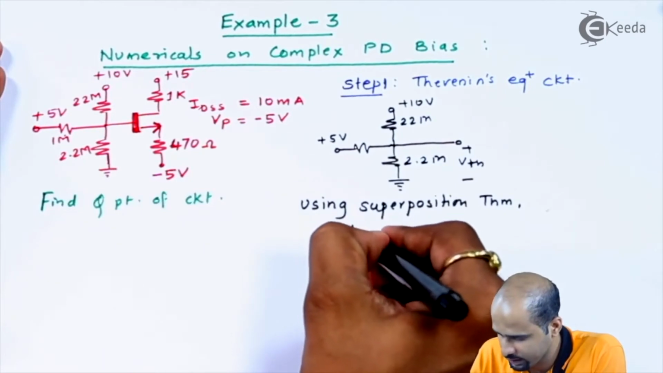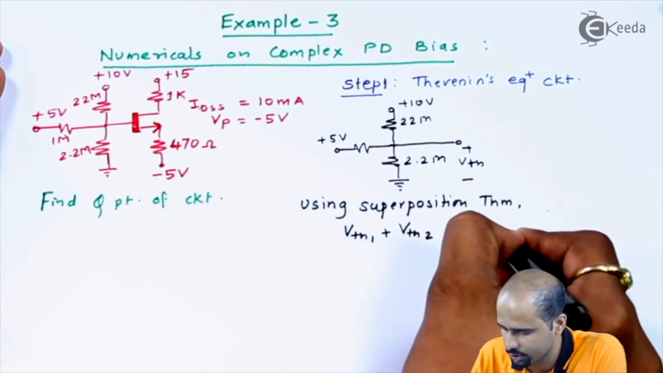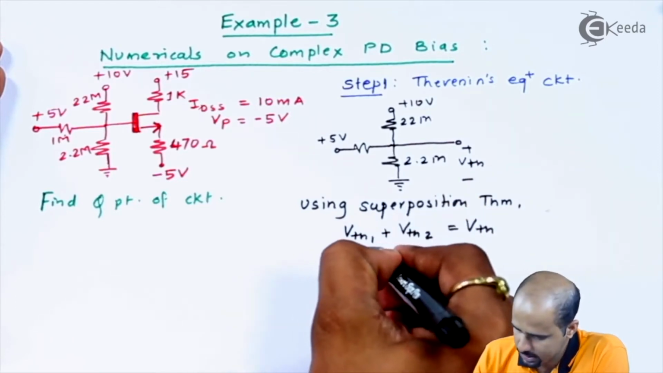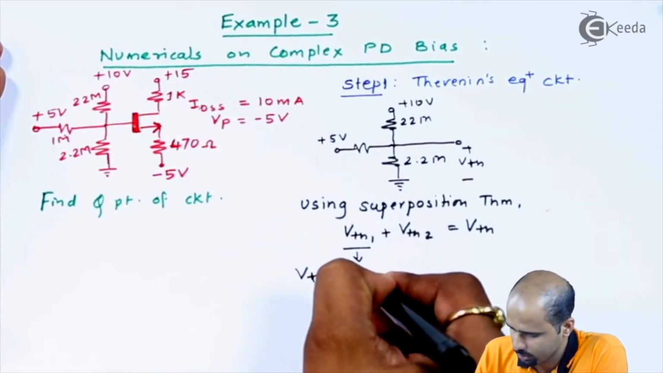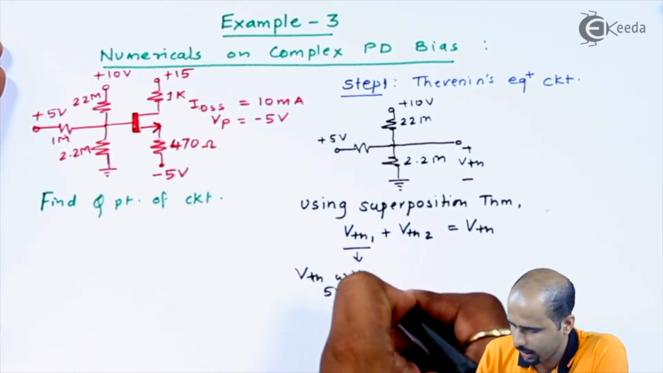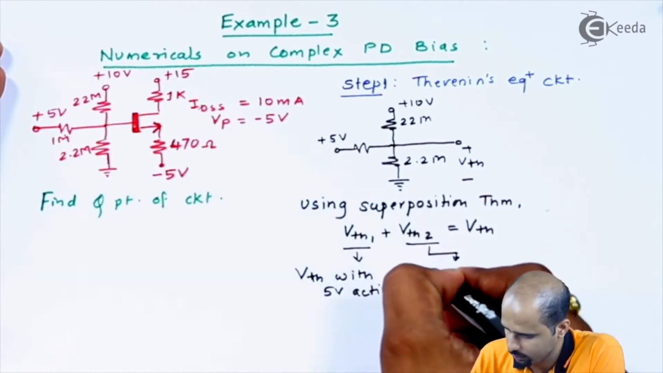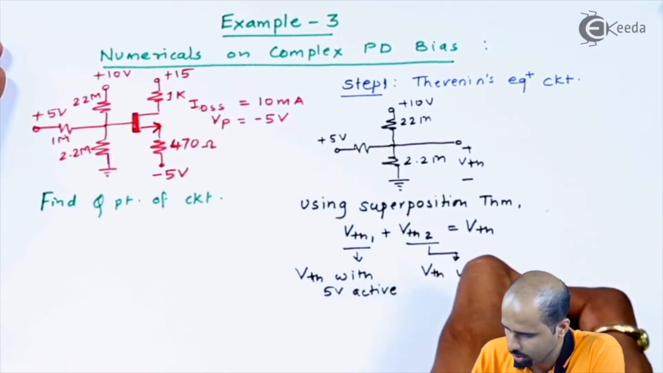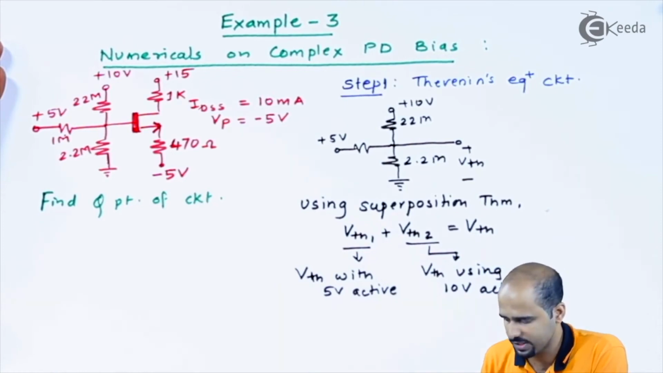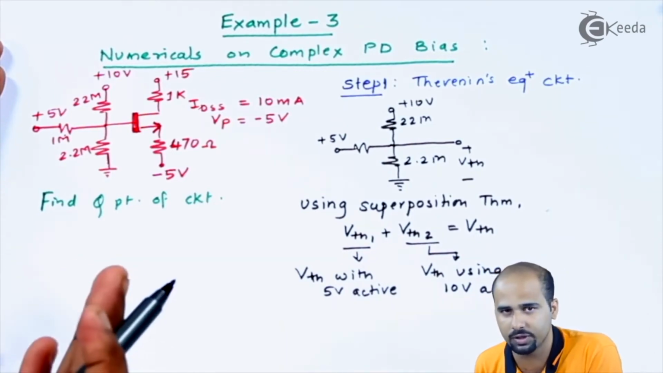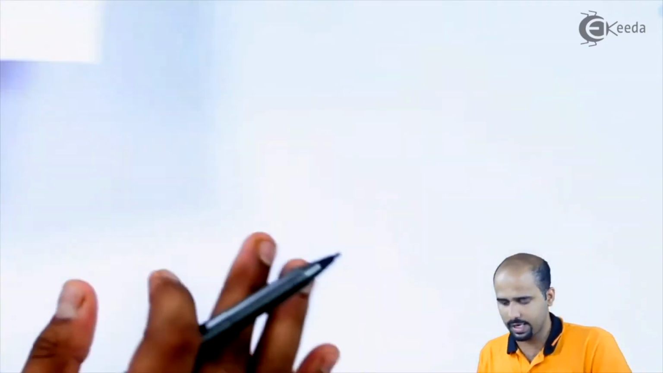So we will say VTH1 plus VTH2 is equal to VTH. Here VTH1 is VTH with 5 volt active, and VTH2 is VTH using 10 volts active. So first of all let us find the value of VTH1, then proceed to VTH2, and then add them, and we will get the value of VTH. Okay, so let's get it.